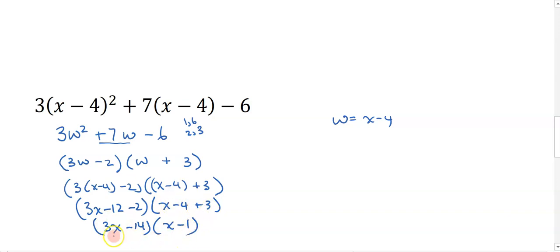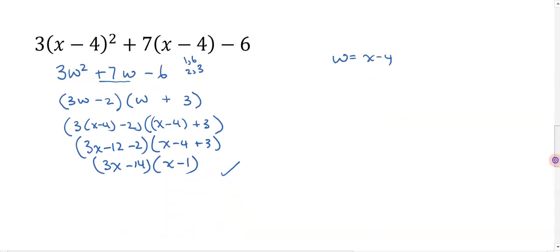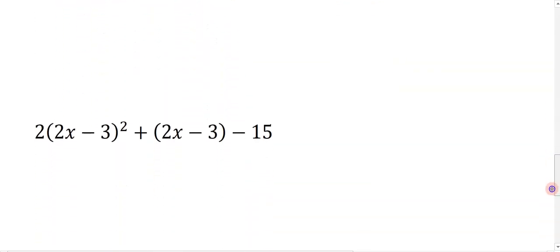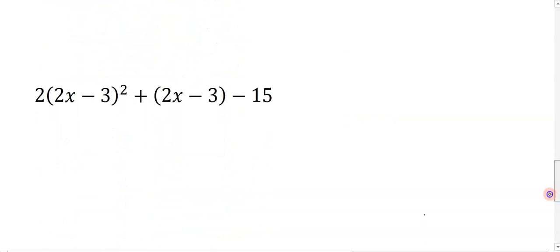Okay, so this is not factorable, this is not factorable. So I've completely factored using substitution. All right, let's try one more.